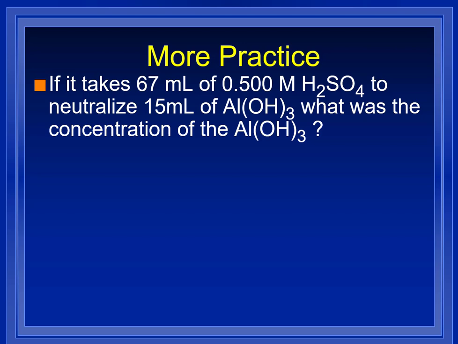Well, we could do molarity times liters, find moles of H2SO4, write a balanced equation to figure out how many moles of Al(OH)3, then divide by the volume of the Al(OH)3. I could do all those steps again and I'd get the answer. Or I can do Ma times Va times H's equals Mb times Vb times number of OH's.